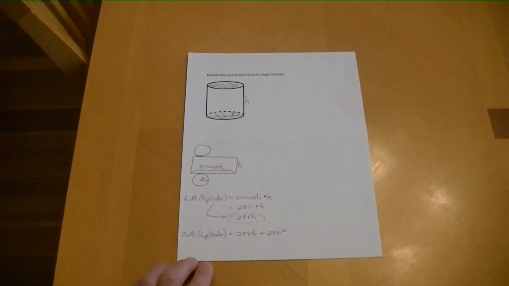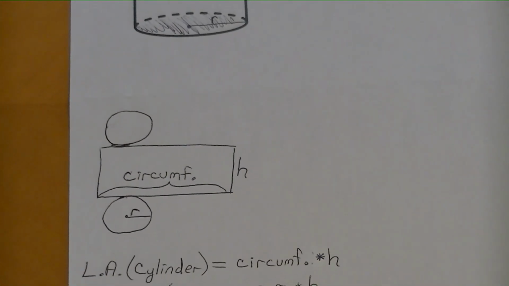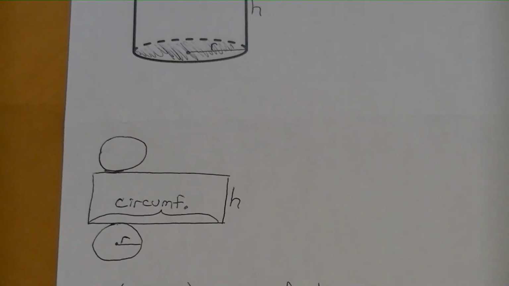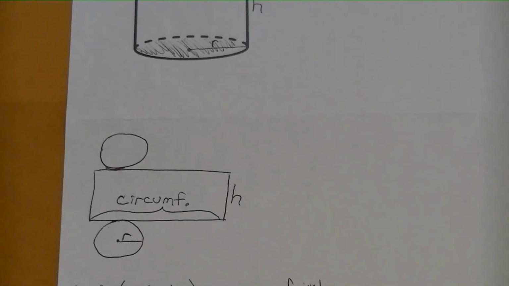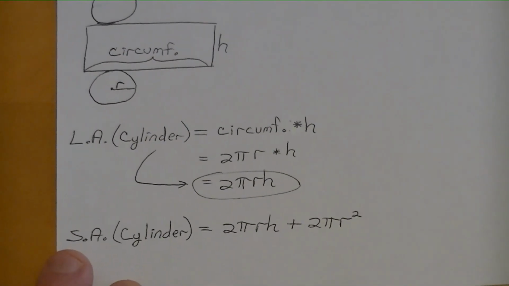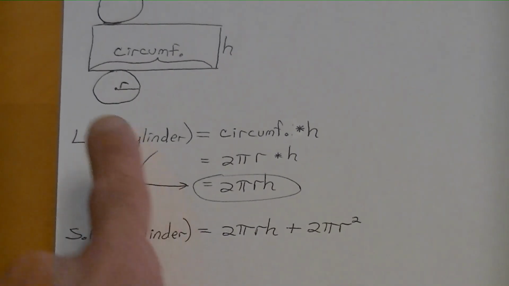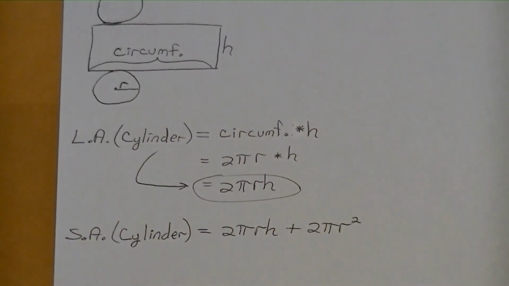Here it is, we'll zoom in. So if you unfold a cylinder, it's really two circles and a rectangle. The base of the rectangle is the circumference of the cylinder, and the height of the rectangle is the height of the cylinder. So that means the lateral area, which is the rectangle, is its base times its height. The base is circumference, and the height is the height of the cylinder. The formula for circumference is 2 pi r. So the lateral area is 2 pi rh.